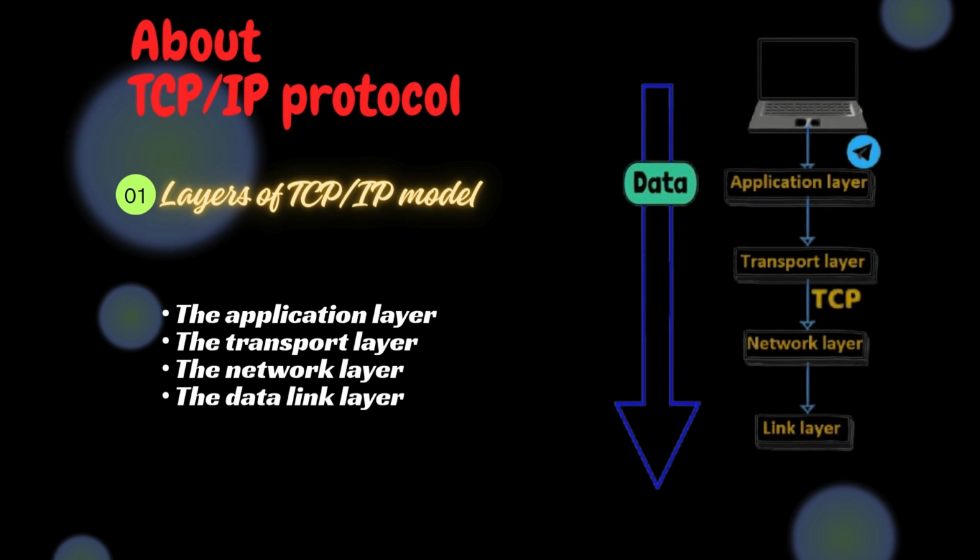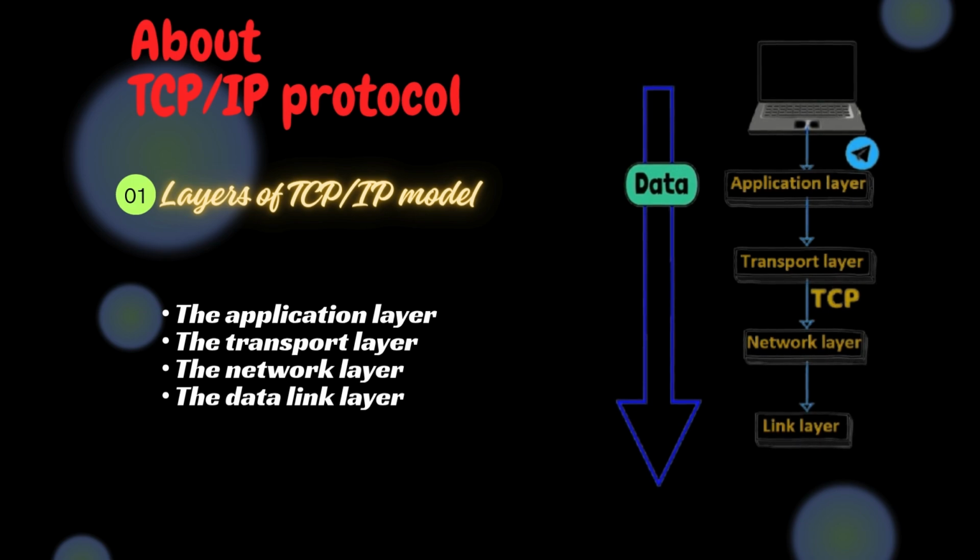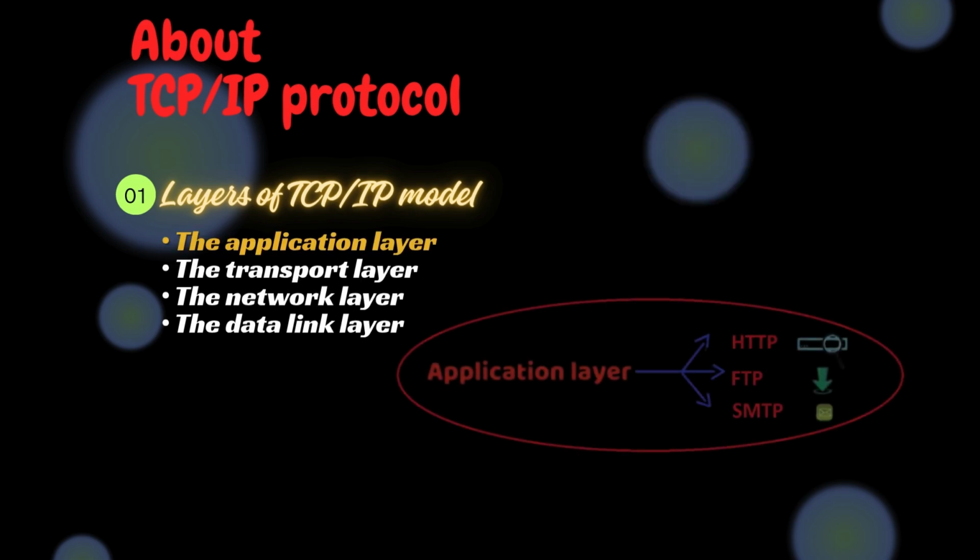The application layer interacts with software and user services like web browsing or email. The transport layer ensures reliable data delivery using protocols like TCP or UDP. The network layer handles routing and addressing mainly through IP. Finally, the data link layer manages how data is physically sent over cables or wireless links within the local network.